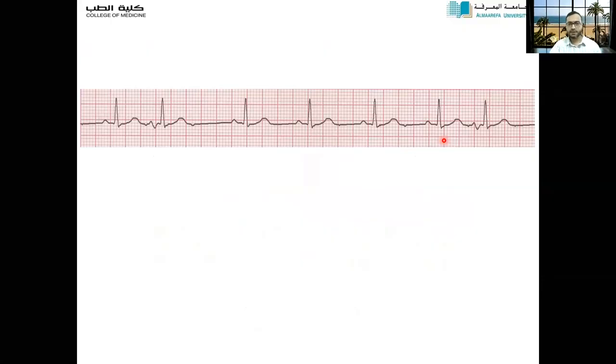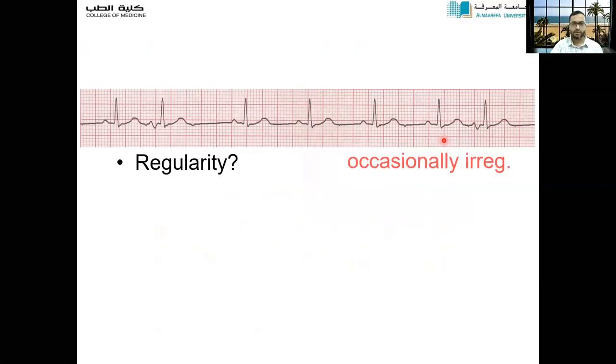And the same 5 steps. Whenever you see an ECG, go for the same 5 steps. Regularity: occasionally irregular. You can see here this RR interval and then this one. It's not the same, but the rest are the same. Again, a defect comes here. So occasionally irregularity is coming.